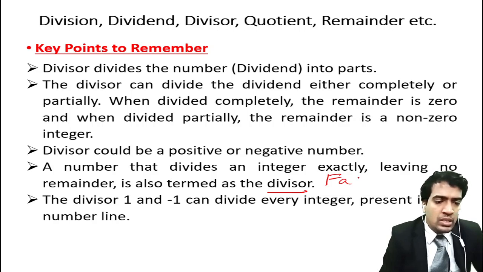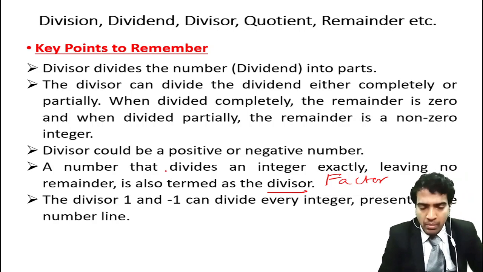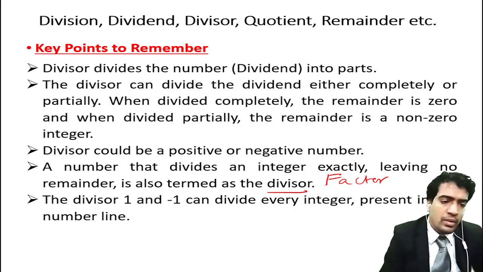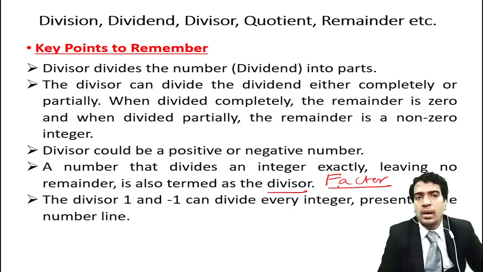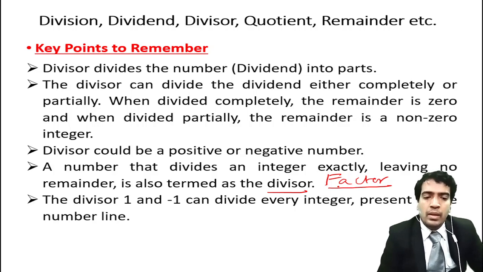If a number gets divided by another number exactly without leaving a remainder, then you would call that number which is dividing as the term factor. Again, the divisors 1 and minus 1 can divide every integer present in the number line, including 0. And this is a very unique property of these two integers, 1 and minus 1.